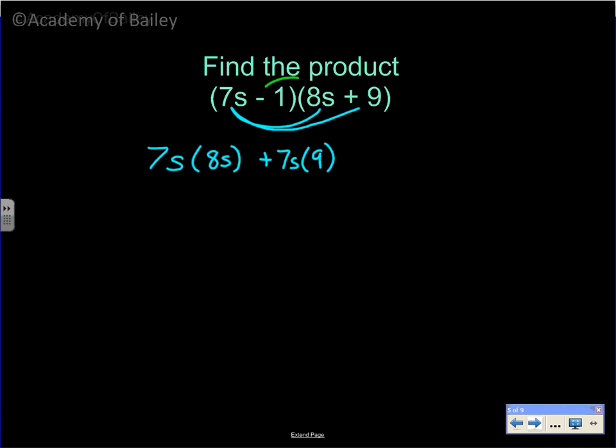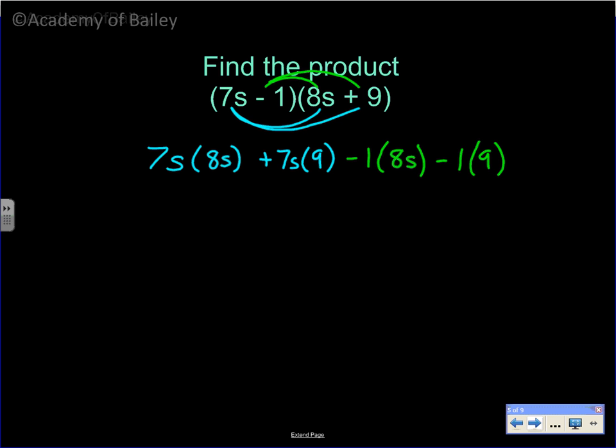Take this -1, multiply it by 8s, and take the -1 and multiply it by 9. Most of you probably have used this before. This is called FOIL. This is what a lot of people call it, as FOIL.